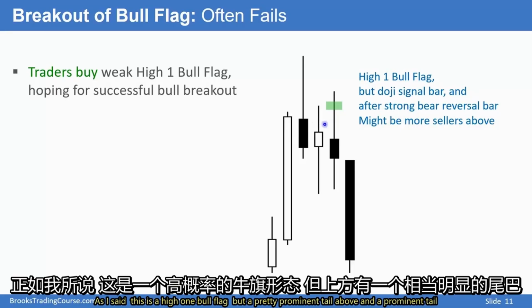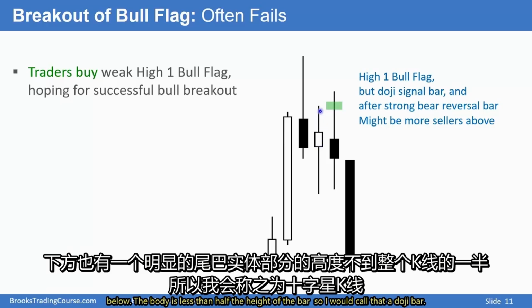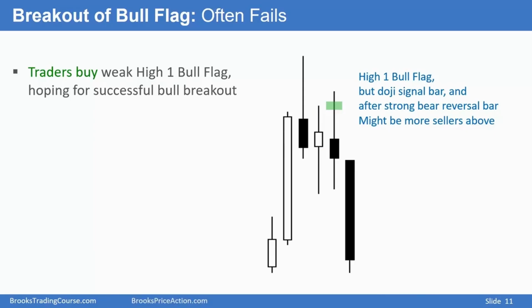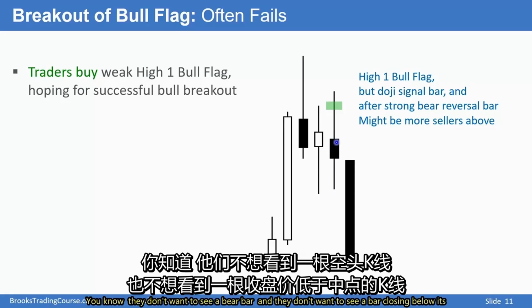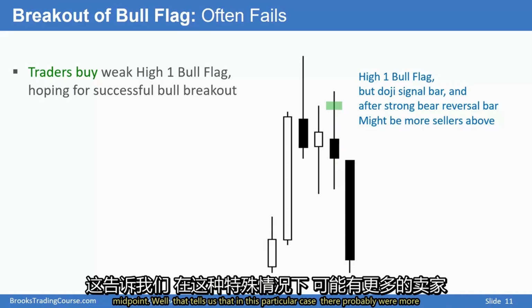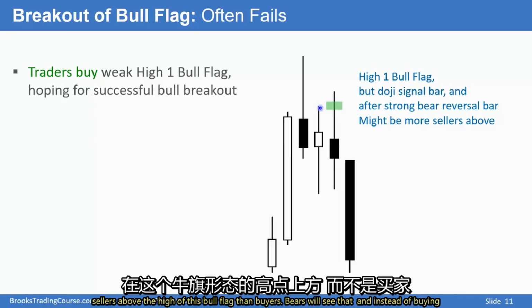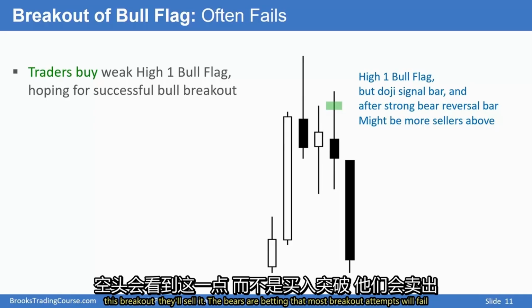As I said, this is a high 1 bull flag, but a pretty prominent tail above and a prominent tail below. The body is less than half the height of the bar, so I would call that a doji bar. And if the bulls see this bar, their entry bar, they're going to be disappointed. They don't want to see a bear bar, and they don't want to see a bar closing below its midpoint. That tells us that in this particular case, there probably were more sellers above the high of this bull flag than buyers. Bears will see that, and instead of buying this breakout, they'll sell it.